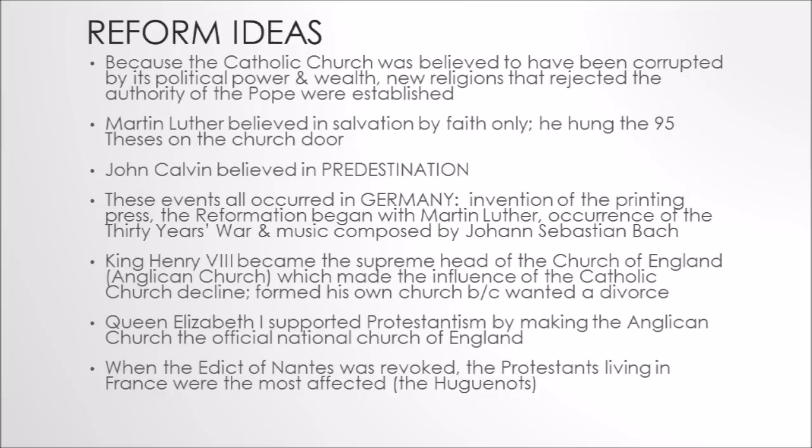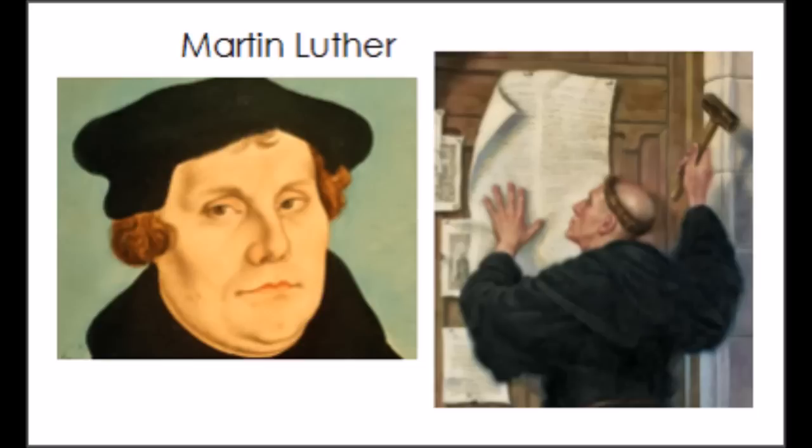All of these events occurred in Germany: invention of the printing press, Martin Luther, the 30 Years' War, and music composed by Bach. King Henry VIII became the supreme head of the Church of England, or Anglican Church, because he wanted a divorce and the Catholic Church would not allow him to have one. Queen Elizabeth I supported Protestantism by making the Anglican Church the official Church of England. When the Edict of Nantes was revoked, the Protestants living in France were the most affected.